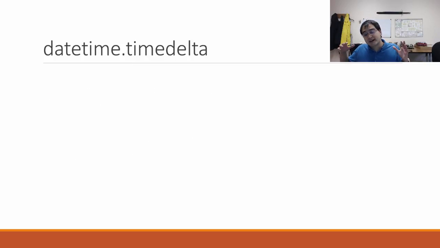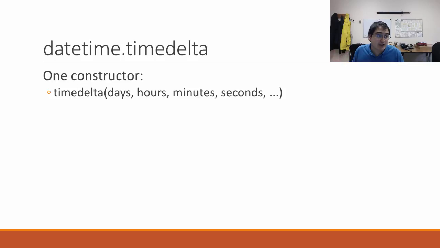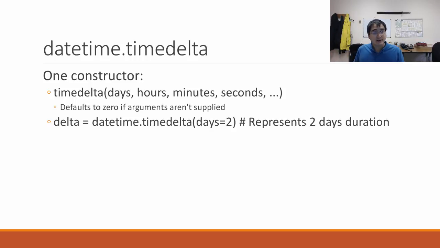There's also timedelta. There is a constructor for this where you specify a duration: days, hours, minutes, seconds. And once again, it'll supply zeros if you don't supply. So if you say 1 day, 2 hours, it'll assume 0 minutes, 0 seconds. So if I want to represent a length of time of 2 days, I would say datetime.timedelta days equals 2.